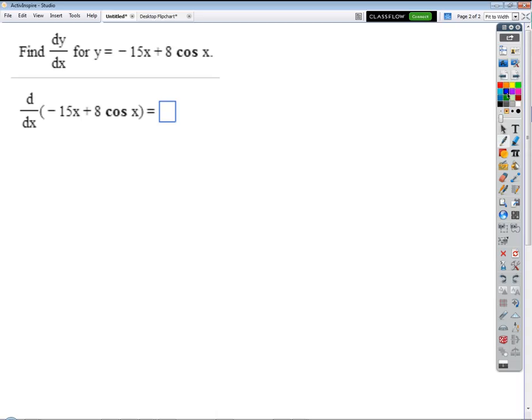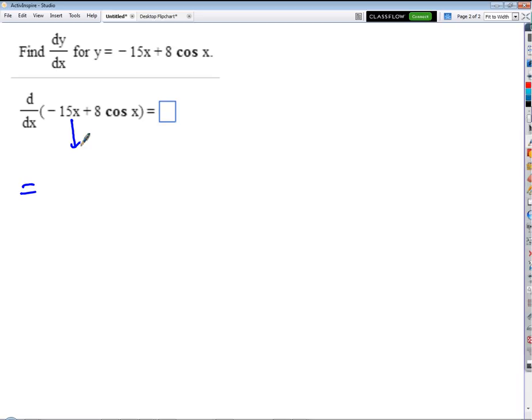So what do we get back for the derivative of the first term? Negative 15, right? Good. There are a bunch of ways we could look at that, but really it's just negative 15 times the derivative of x. The derivative of x is just 1. Agreed? Okay. What about the second one? Okay, good. We've got this 8 out front. We can just leave the 8 out front, because when we're differentiating a constant times a function, we just leave the constant alone and differentiate the function.